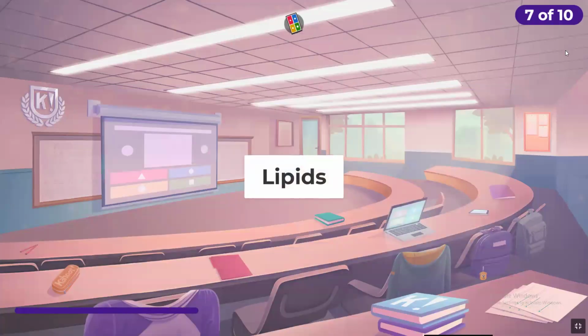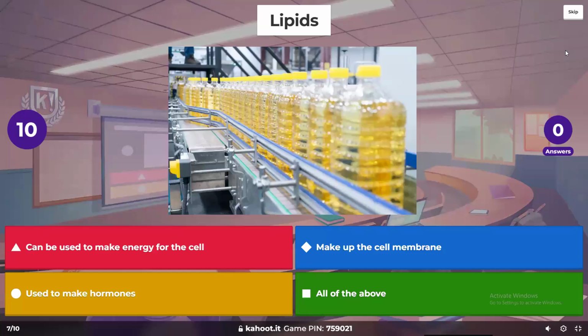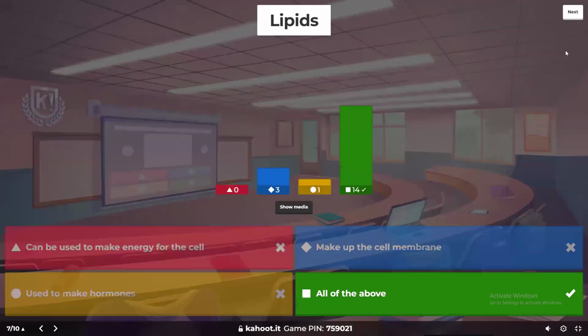All right, lipids. Which are the choices? Best applies to a lipid. I already gave 10 seconds. Should I give 20? I don't know why I put your last name up there, Lily, but you got a last name.